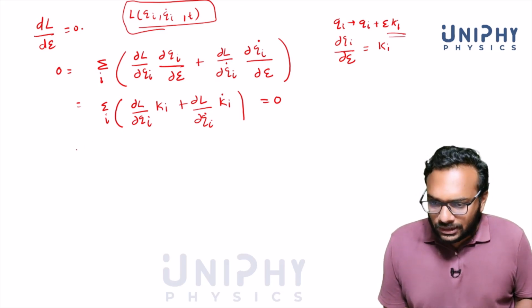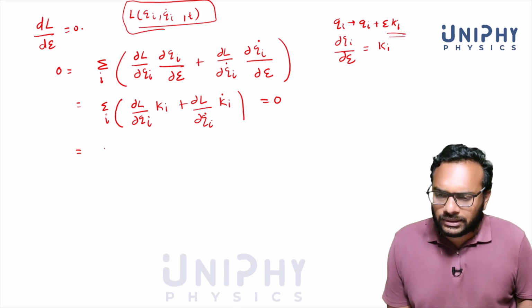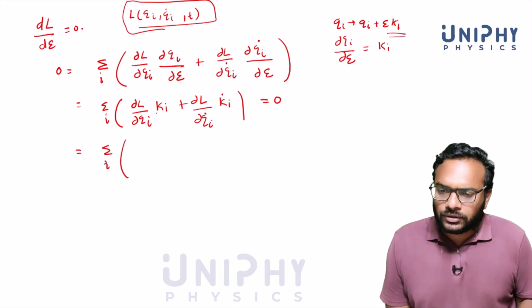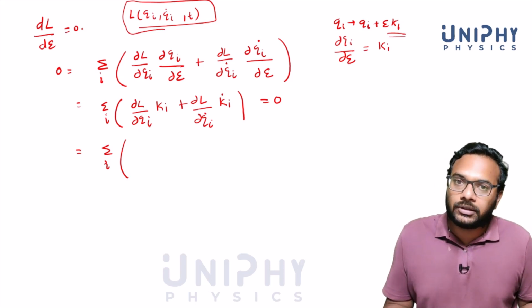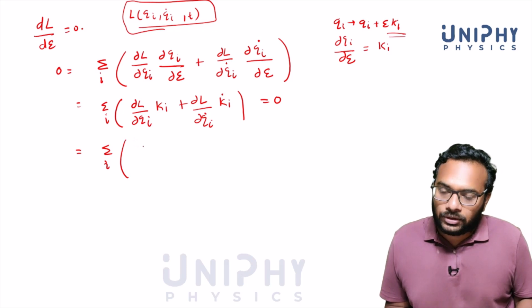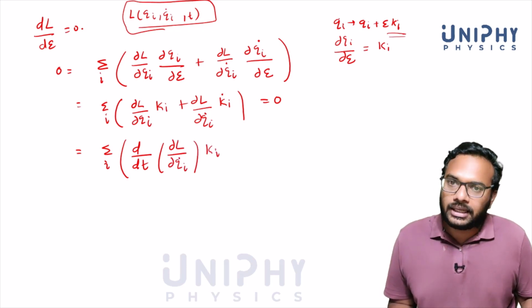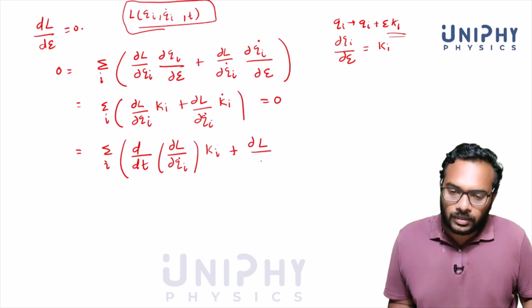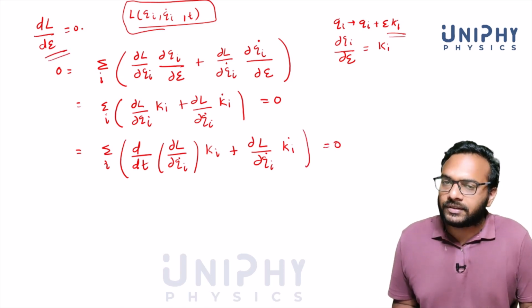We can write this as dou L by dou qi ki, dou L by dou qi dot ki dot, summation over i. From Lagrange's equation, we know that dou L by dou qi is equal to d by dt of dou L by dou qi dot. So we'll just write dou L by dou qi as d by dt of dou L by dou qi dot, multiplied by ki, plus dou L by dou qi dot ki dot, is equal to 0. I'm just demanding that the first order change is 0.